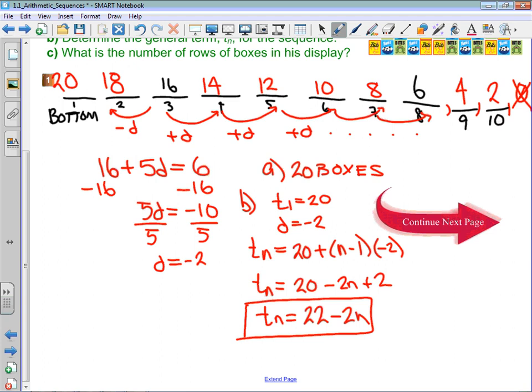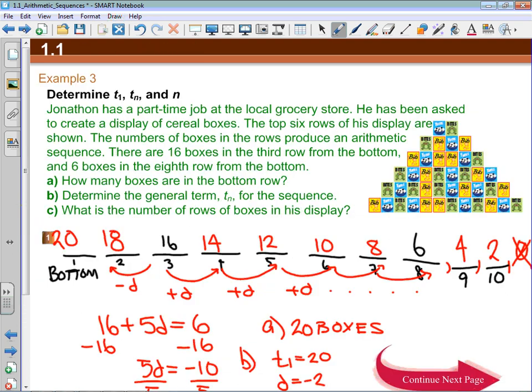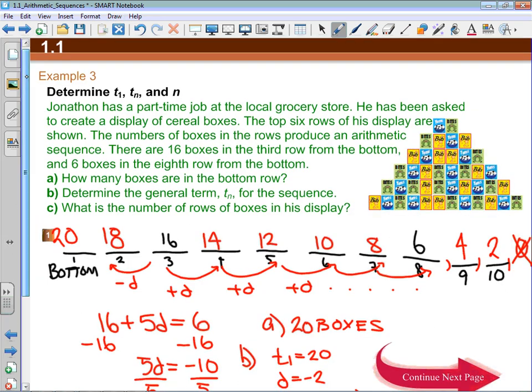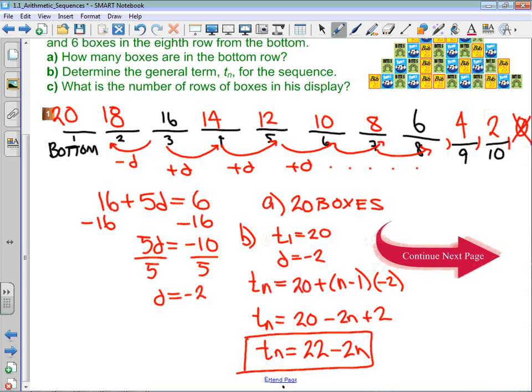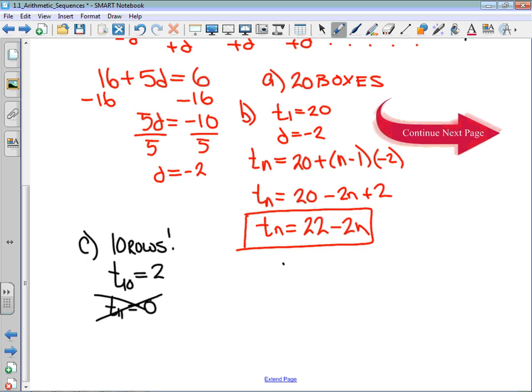Therefore, for part C, there are 10 rows. And that's just because term 10 is 2, term 11 is 0. You can have 0 boxes in a row, but it's not really a row at that point. It's just an empty space in your store.